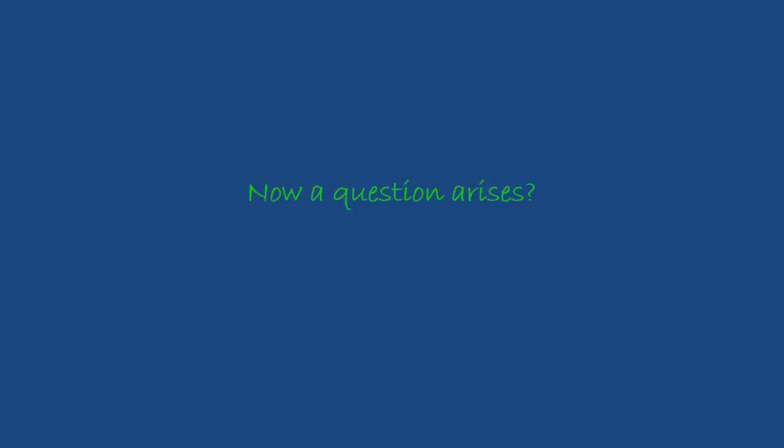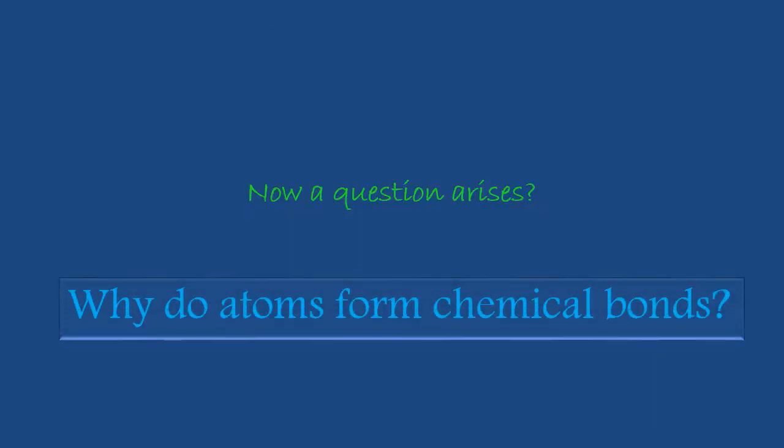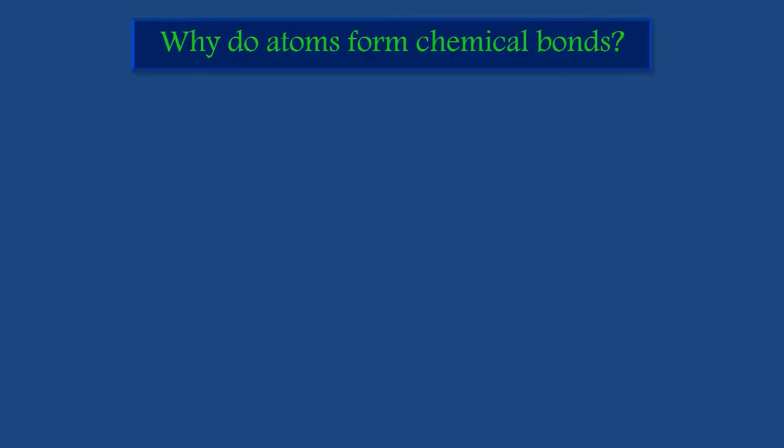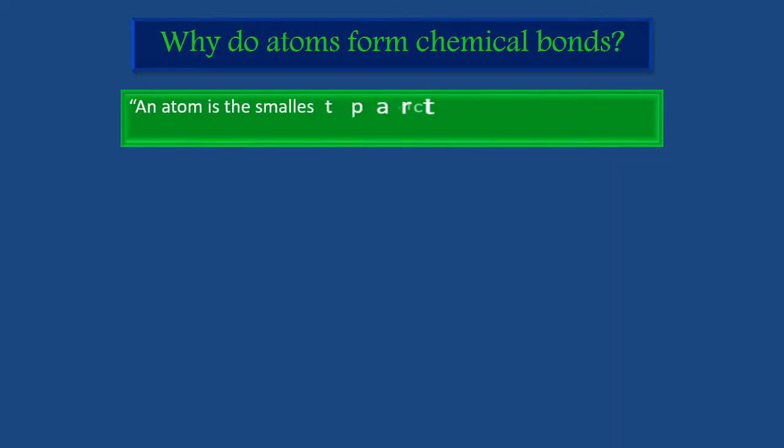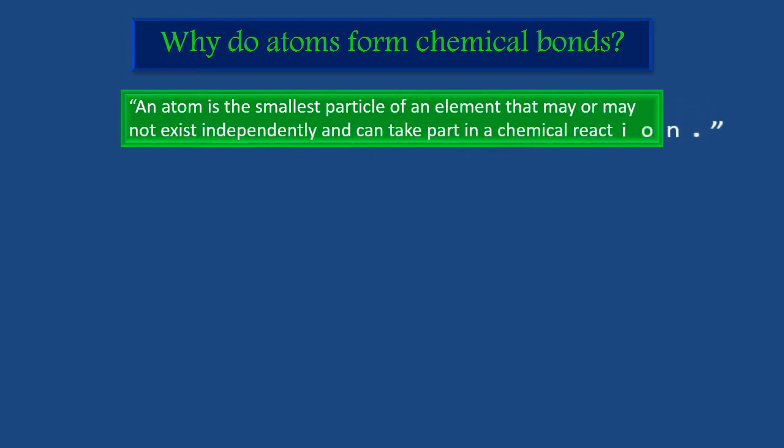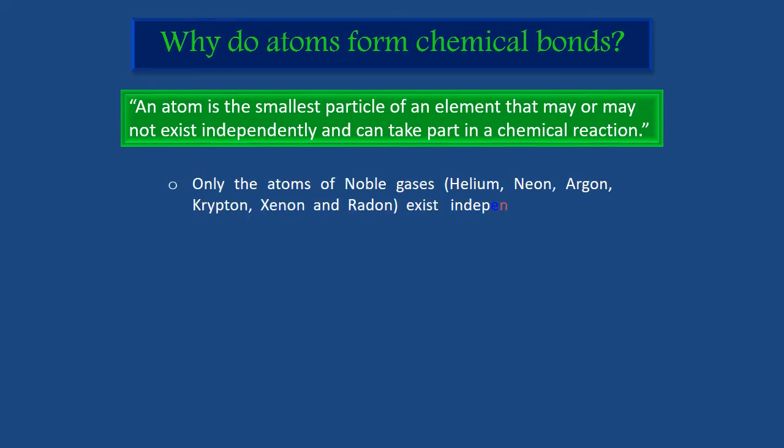Now a question arises: why do atoms form chemical bonds? To find its answer, let's recall the definition of atom again. An atom is the smallest particle of an element that may or may not exist independently and can take part in a chemical reaction. Only the atoms of noble gases exist independently.